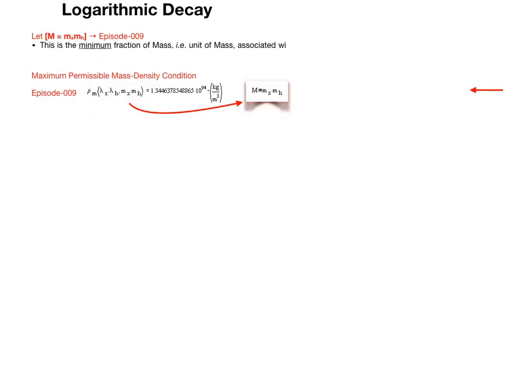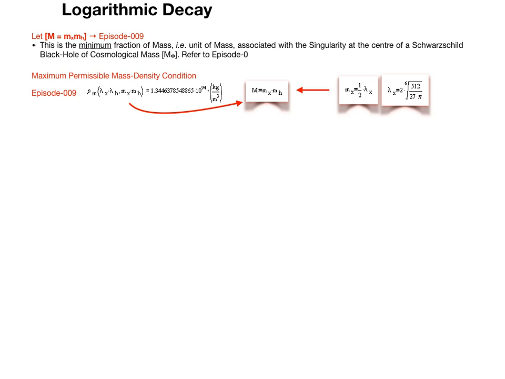The second task we face is to establish a relationship between the space-time being created at the instant of the Big Bang, and the cosmic microwave background radiation transiting through it. To achieve this, we shall consider the maximum permissible mass density condition, as appears in episode 9. From this, we extract the mass term.